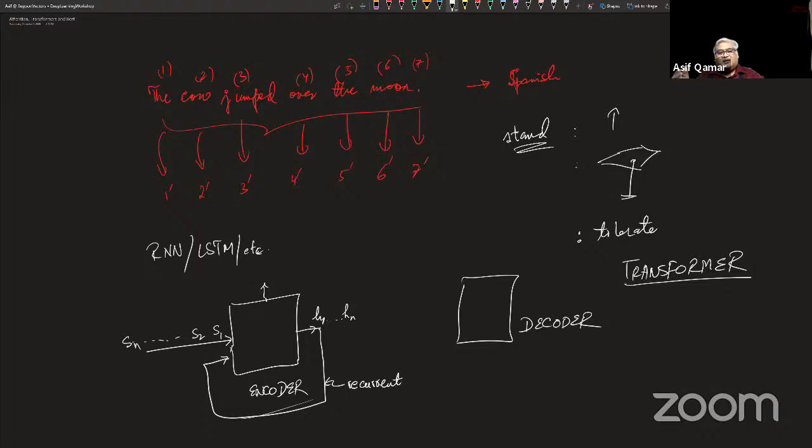Now, you say over the moon, as the words keep coming up, what happens? You have a thought vector in your mind, a thought that becomes richer and richer. Every new word that comes modifies the thought. But then the new word has to be interpreted in the context of the previous thought, the accumulated thought so far, the partial thought so far.